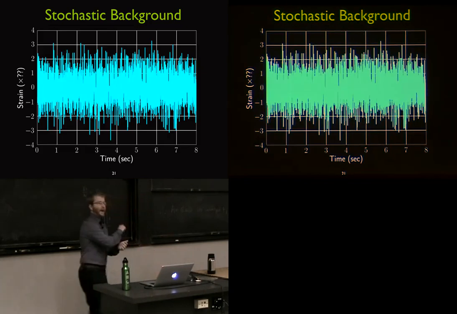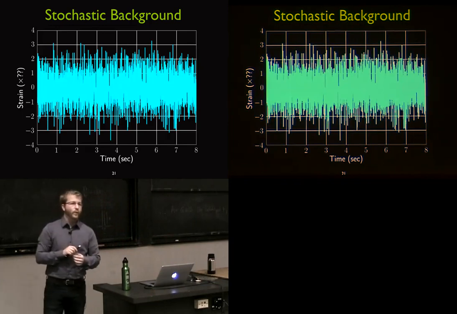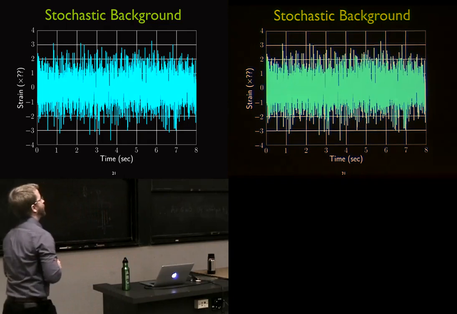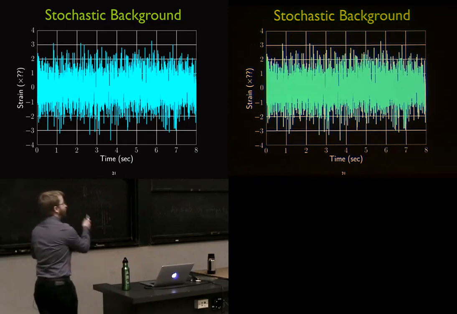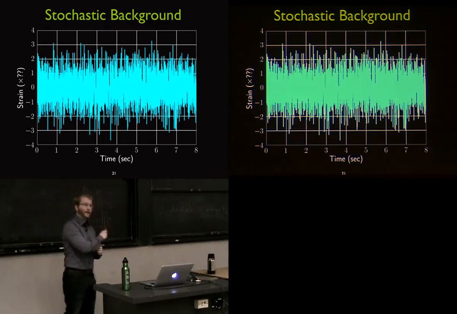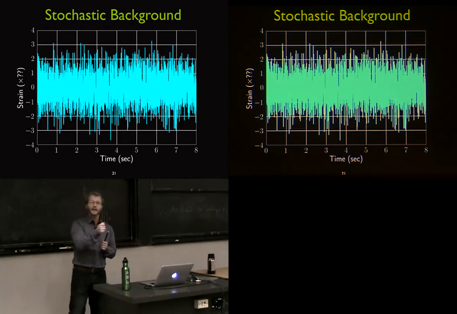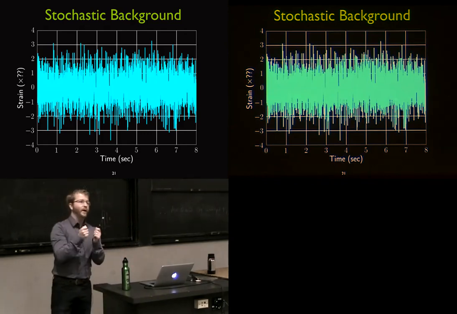And so this is an example. This is a simulation of what the stochastic background for a population of binary black holes would look like. And this is something that we are now starting to learn about. We haven't detected a stochastic background yet, but we have detected an individual source. We detected GW150914. That's a 29 on 36 solar mass black hole binary merger.